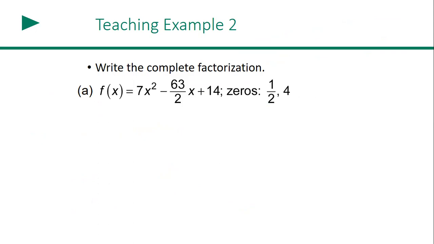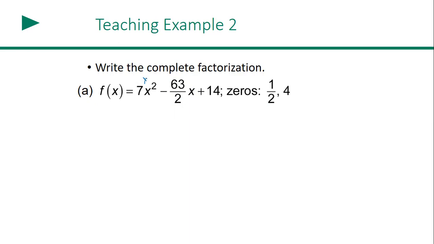It says here, write the complete factorization. So we have 7x squared minus 63/2 x plus 14. And it says that my zeros are at 1/2 and 4. To factor this, the first thing you want to do is get rid of the fraction, right? And the other thing is, in this sense, the quadratic formula is always your friend, okay?